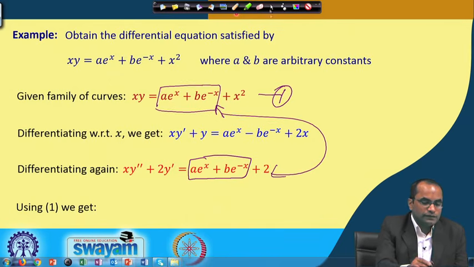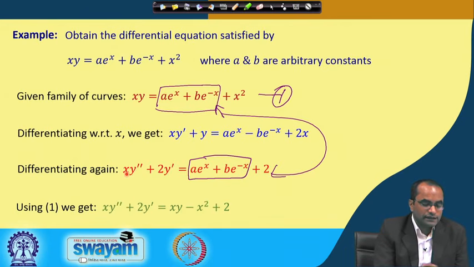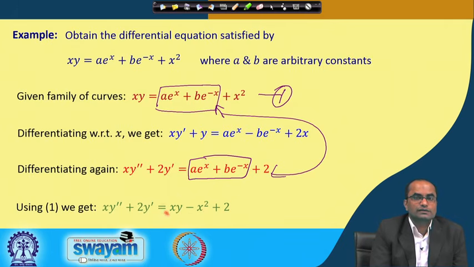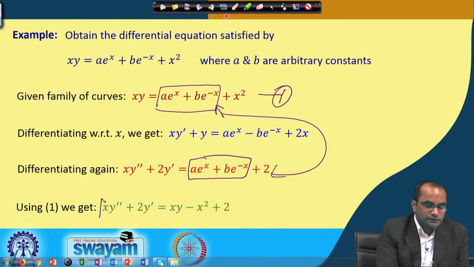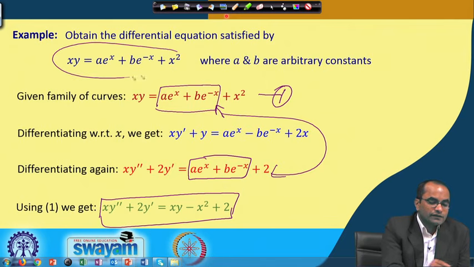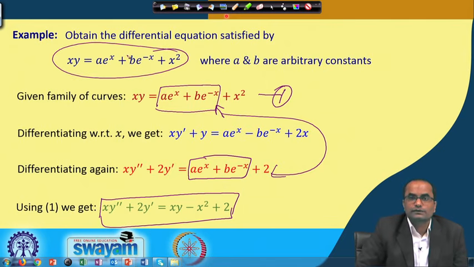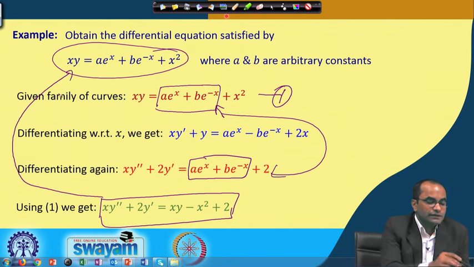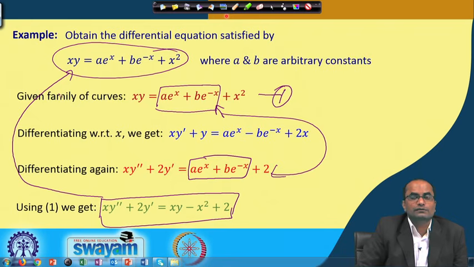So, what do we get now? We will get x y double prime plus 2 y prime is equal to, this is replaced by x y minus x square, so here x y minus x square term and this plus 2. So, now we got this differential equation here, which corresponds to this family of curves with 2 parameters, or in other words the solution of this differential equation is nothing but this given 2 parameter family of curves.